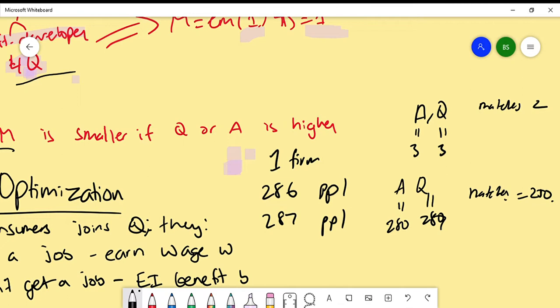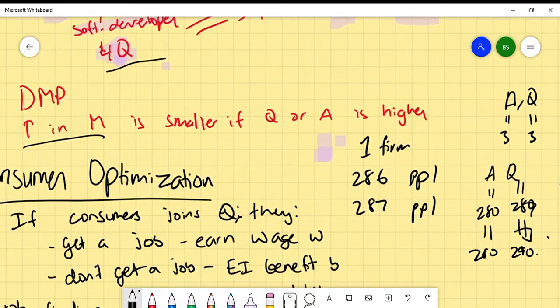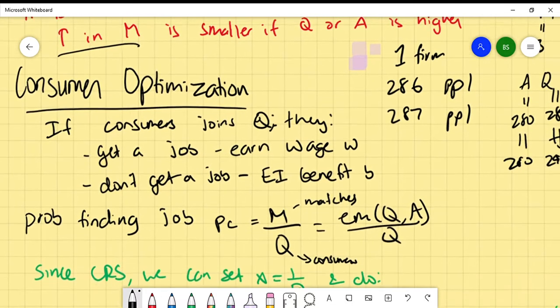So maybe by increasing one more Q to 290 and just keeping A at 280, this might not increase the matches by so much. Probably. I don't know, I think that's what they mean. I don't think we need to worry too much about this, so let's not think too much about it.